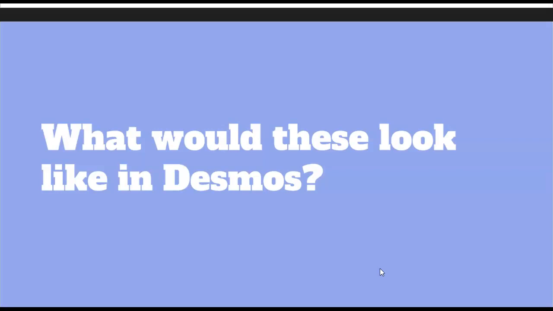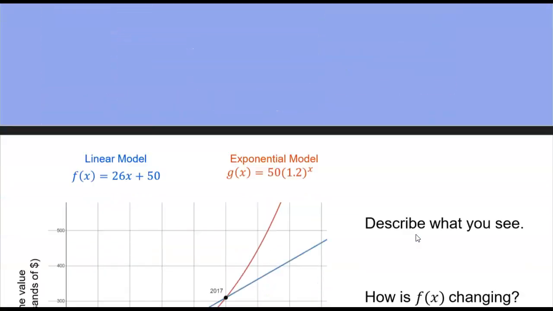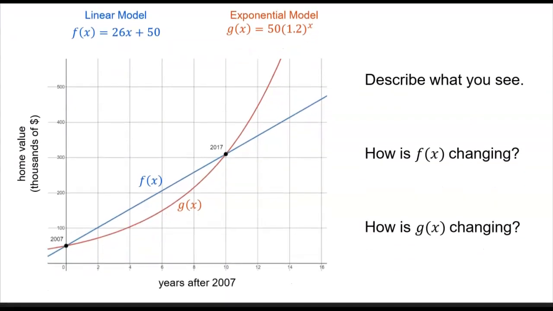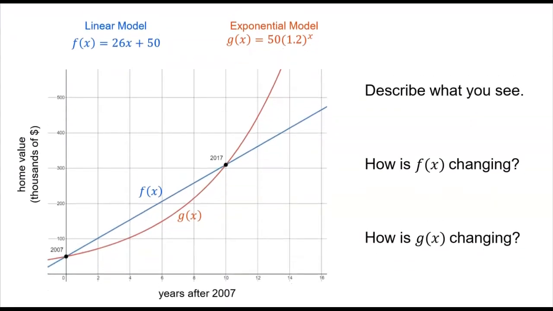If you have a different graphing calculator than Desmos, that's totally cool. You can use that one too. Desmos is just available online, very handy. So I put these equations into Desmos, and I zoomed out a little bit, changed the scale a little bit, and I was able to get this picture right here. Here's our linear model. Here is our exponential model. What do we see here? What do we notice?